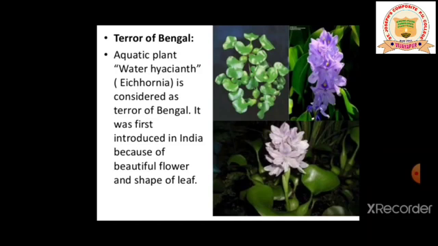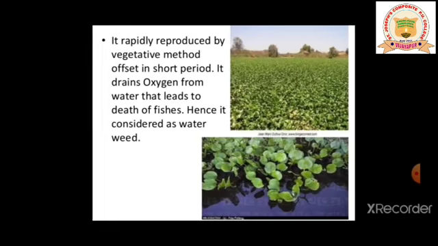It was first introduced in India because of its beautiful flower and the shape of the leaf. As I said, people were fascinated by seeing the beautiful flower and the shape. They did not know the disadvantage, that it would drain out the oxygen present in the water. After growing them in the lakes in Bengal, they came to know that the majority of the water body animals were dying off due to non-availability of oxygen. So it is termed the terror of Bengal.